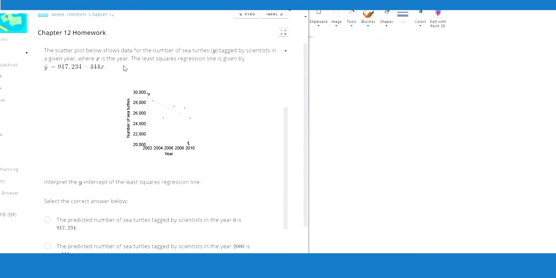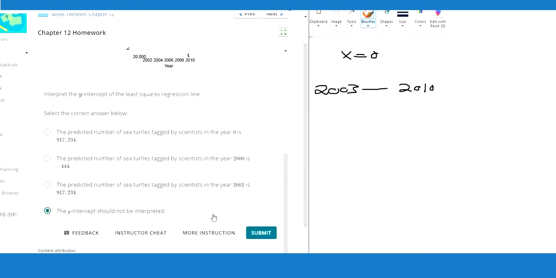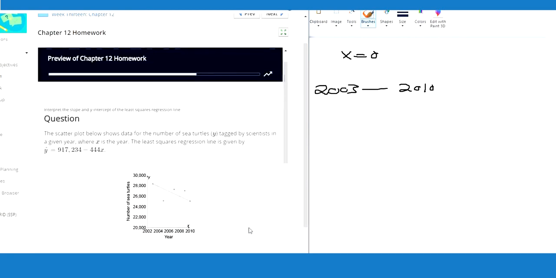We should hesitate to make a real-world interpretation for what the y-intercept is. The reason is because x equals 0 isn't within our data set. We have 2004, 2006, 2008. When you try to make a prediction with your regression equation, you should try to keep your prediction between the data values you have. So for x, it looks like it goes between 2003 and 2010. The year 0 isn't in there, right? So the y-intercept should not be interpreted. I'm glad they had that. There is a y-intercept, but it should not be interpreted because x equals 0 is not within our data set.